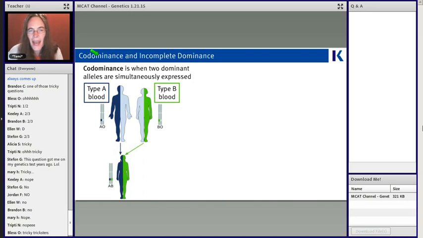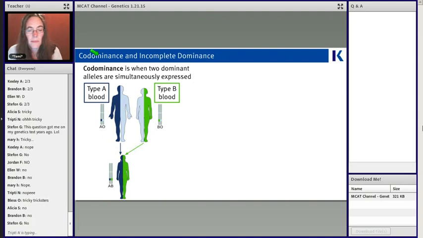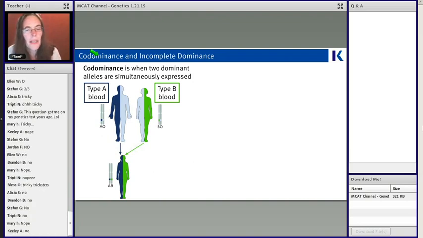Is the A expressed more than the B? No, they are equally expressed. We don't say that this person has AAAB blood because A's are more there, or A plus B blood. We say that it's AB blood. They are expressed exactly the same simultaneously. That's codominance. That's different than incomplete dominance.